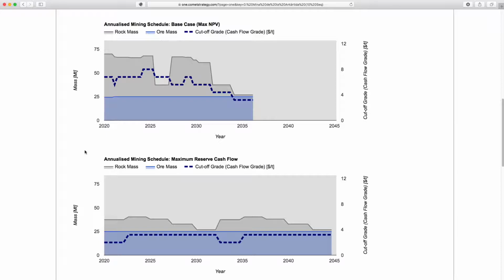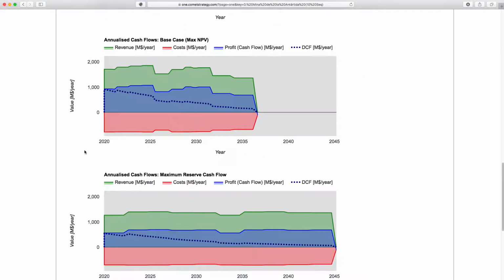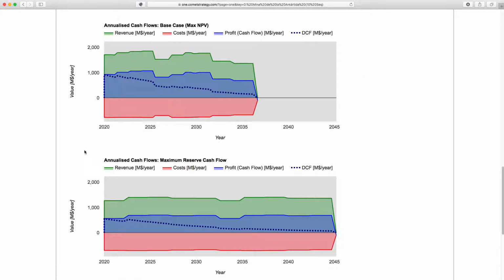So why is it that this didn't actually make us more money? Let's have a look at the next two charts. This shows us the revenue, costs and profit of the two different cases. Again, you see the maximum reserve cash flow has a much longer life, with material coming into the mine life right up until 2045 instead of finishing up here at 2036. So quite 8.5 years of extra life.